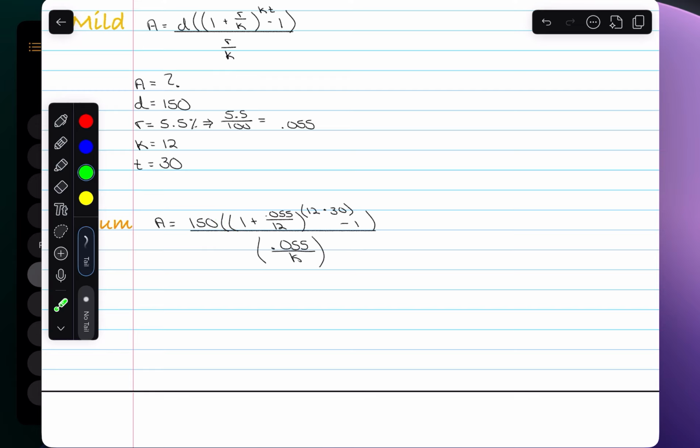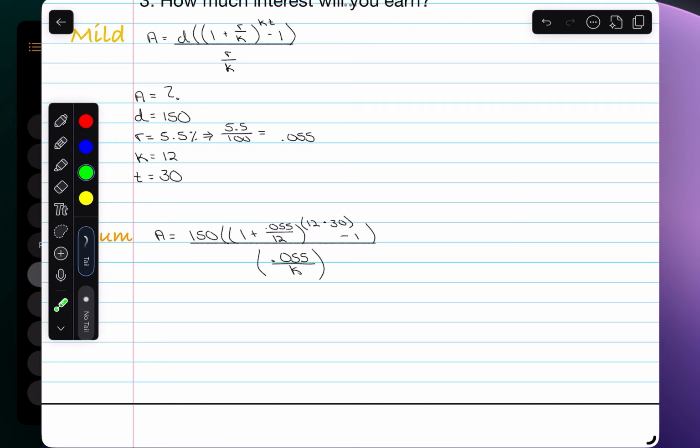Everything you have written, you're going to type in, and I'm going to show you how all that works. Okay, so we are going to do all of this once again. I should have written this. This is all for question 1. Okay, so how much are we going to have at the end of 30 years?